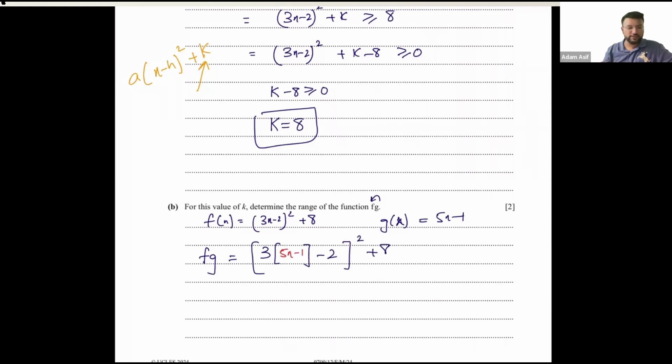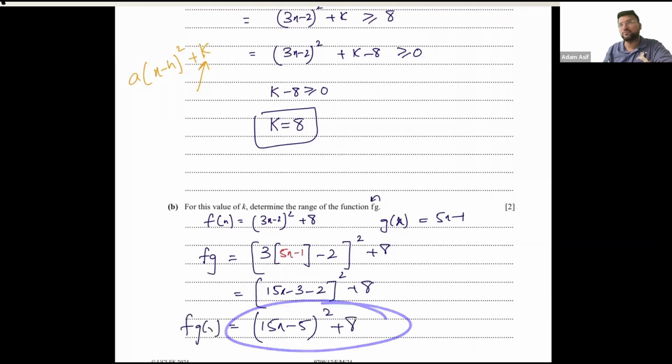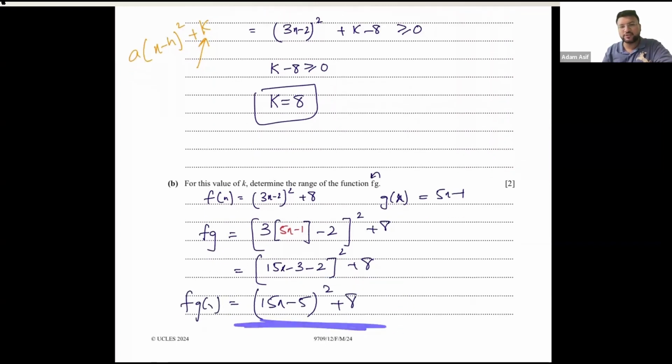ठीक है. अब मुझे बताएं आगे कैसे सॉल्व करेंगे. मुझे रेंज फाइंड करनी है. रेंज कैसे आएगी? मैं इसको मल्टीप्लाई कर दूंगा. 15x minus 3 minus 2 square plus 8. 15x minus 5 the whole thing square plus 8. ये क्या है? ये भी तो एक क्वाड्रेटिक फंक्शन है, कंप्लीटिंग स्क्वायर फॉर्म है. तो कोई बता सकता है इस फंक्शन की रेंज क्या होगी?